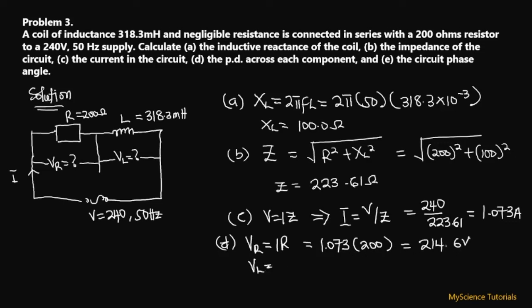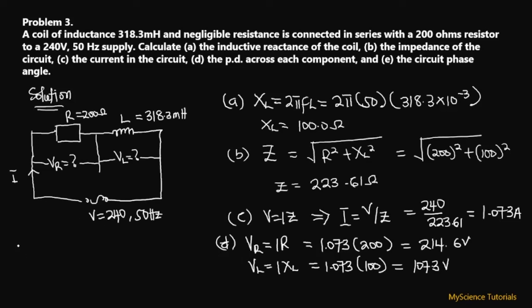Now, the second one is VL. So VL, which is the inductive voltage, is the product of the current and the inductive reactance. Just as before, our current is still 1.073 multiplied by our inductive reactance, which we saw earlier was 100 ohms, that we found at the top over here. So we have 100 over here. And so if we multiply this by this, we are going to get 107.3 volts.